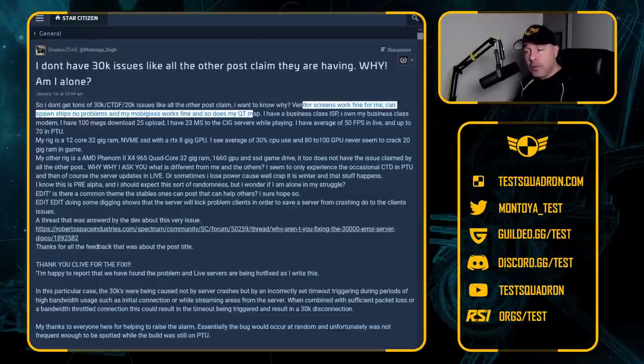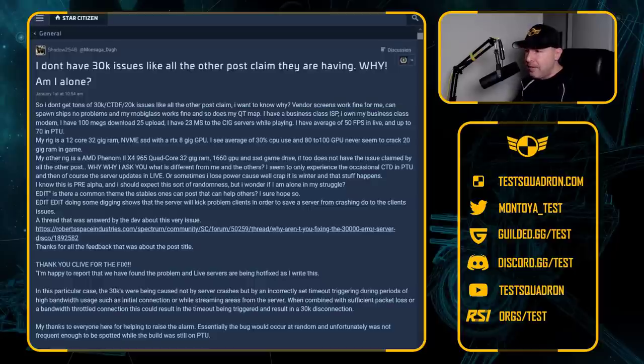Mobi Glass works fine. Really, that is surprising. And the QT map works. Also, shocking to me because I have all those problems. He has a business class ISP. He has 100 megs down, 25 up. And he has an average of 50 FPS live up to 70 in PTU. So obviously quite a monster rig to get the kind of frame rates.